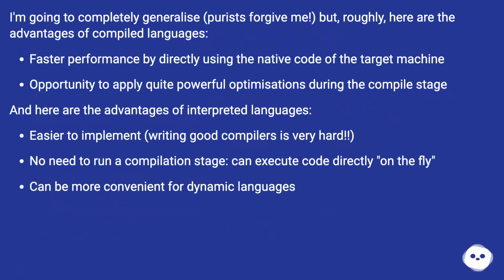I'm going to completely generalize. Purists forgive me, but, roughly, here are the advantages of compiled languages. Faster performance by directly using the native code of the target machine. Opportunity to apply quite powerful optimizations during the compile stage. And here are the advantages of interpreted languages. Easier to implement. Writing good compilers is very hard. No need to run a compilation stage, can execute code directly on the fly, can be more convenient for dynamic languages.